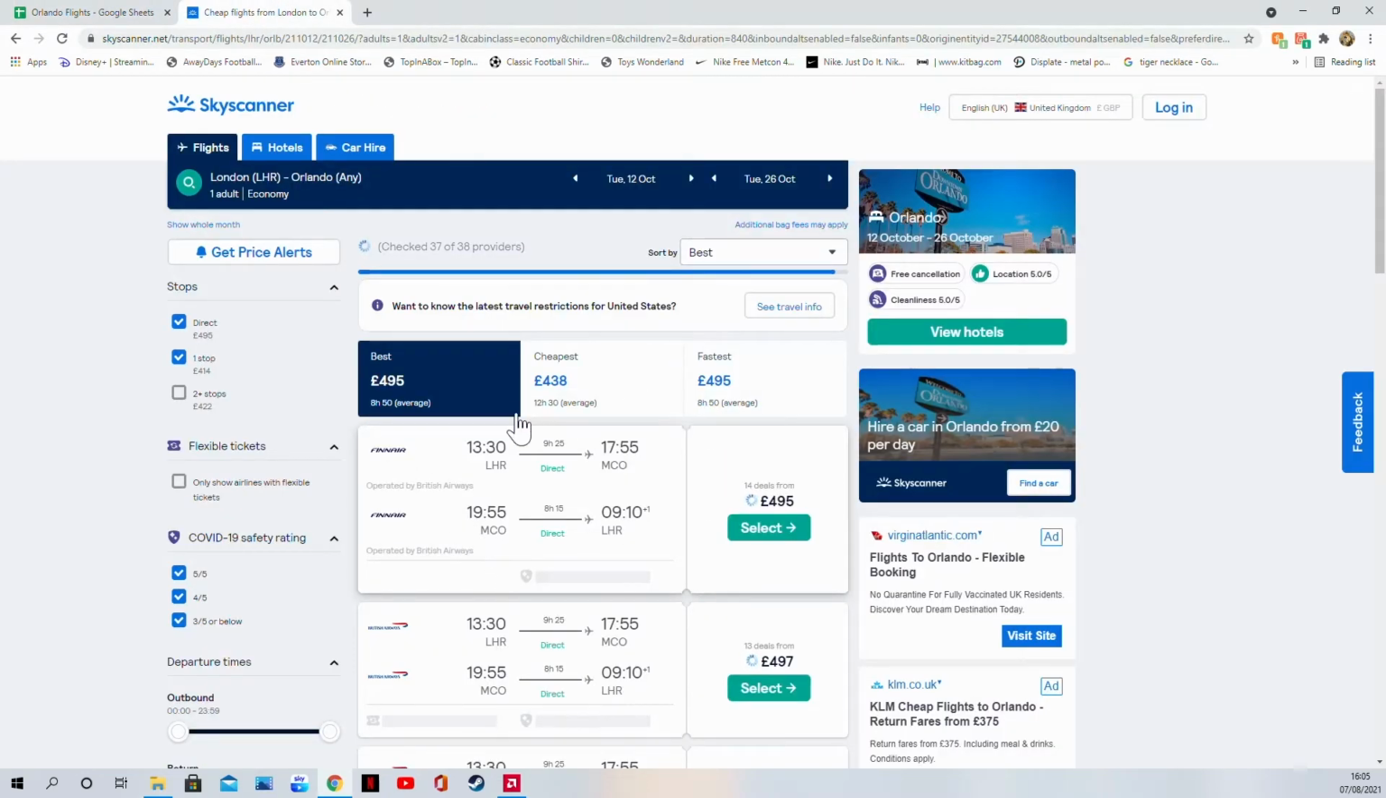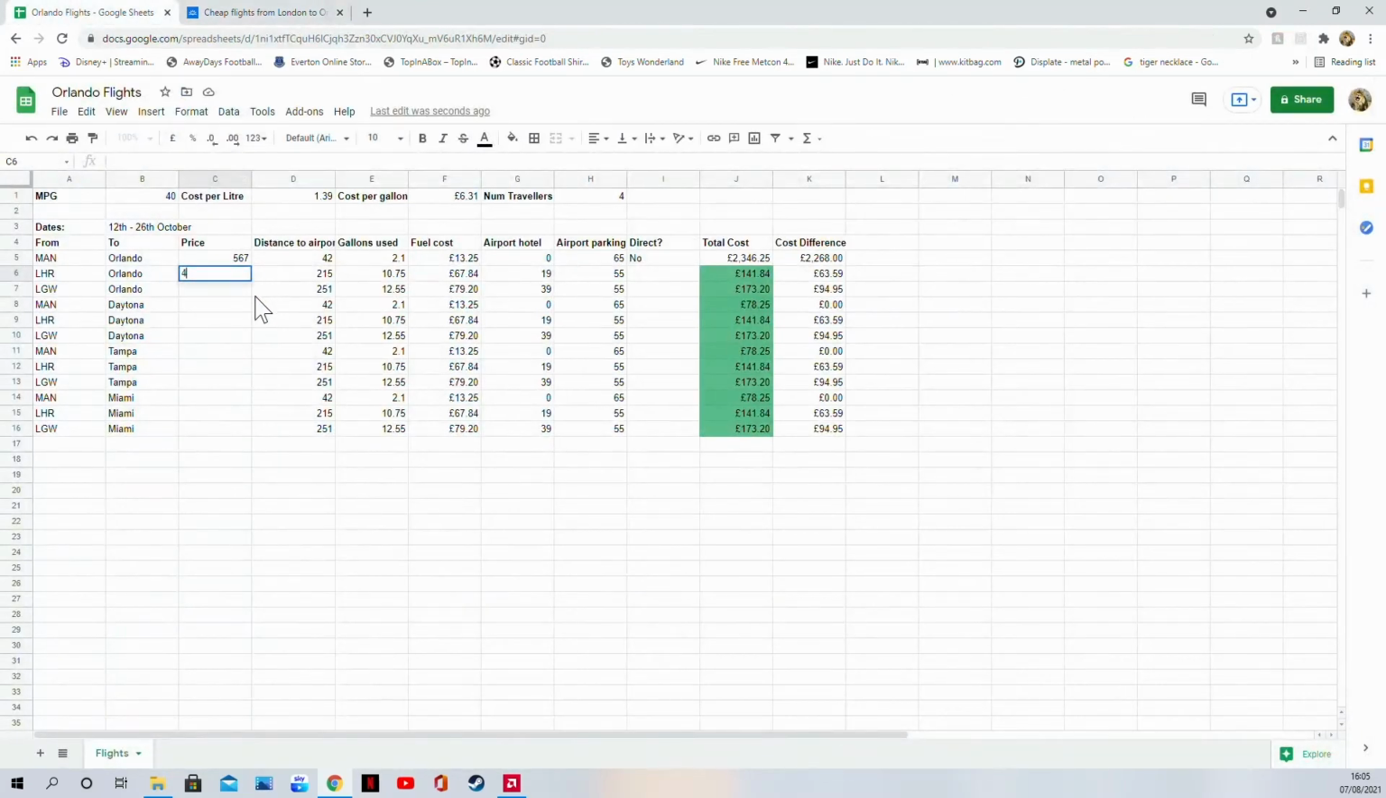So looking at this, the cheapest is coming out at 438, but that's 12.5 hours in the air. There are actually some direct flights for only 495, so that's only roughly a £50 difference, maybe £60 difference, and it saves you 4 hours. So I would probably, in this instance, go with the direct flights. So we're looking at 495, and we're looking at direct of yes.